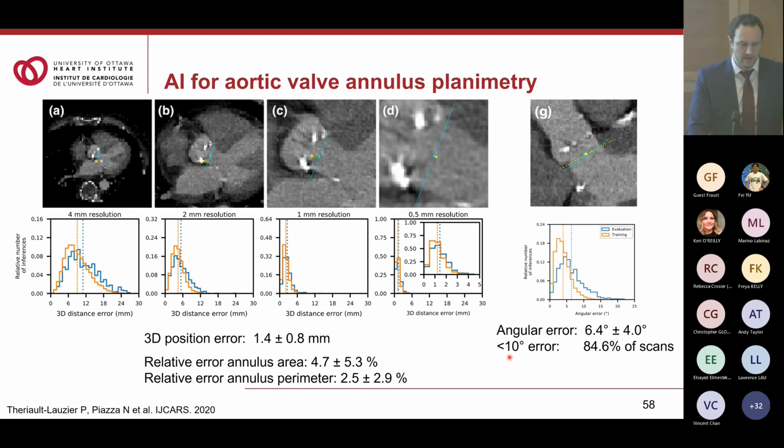And then we used this orientation and the plane that it provided us to measure the aortic valve annulus in that view, and we found that we had about 5% error for the aortic valve area and about 2.5% error for the perimeter. So quite accurate measurements that are really close to human level reproducibility.